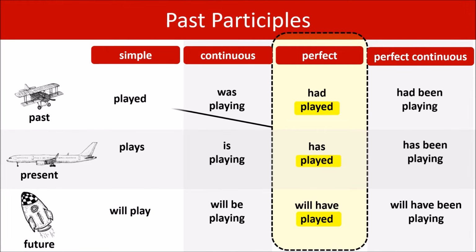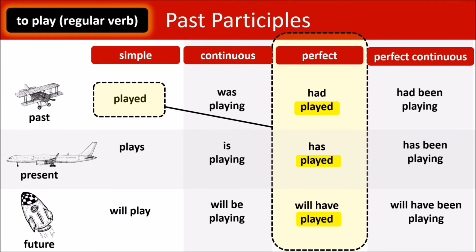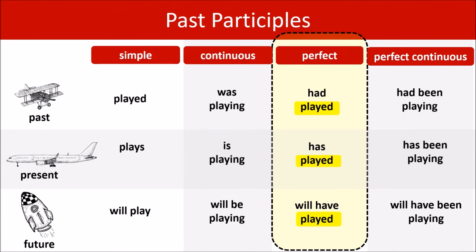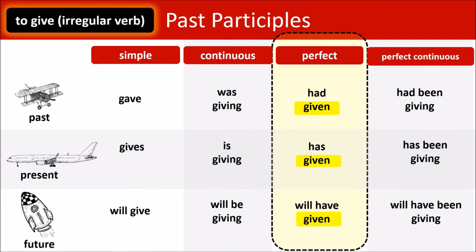Notice that for a regular verb, like to play, the past participle is identical to the simple past tense. And the ending is ed. Okay, let's get rid of that. Let's put up an irregular verb, the verb to give. Now, it's still the past participle that features in the perfect aspect. That doesn't change. But notice that with most irregular verbs, and this is an example, the simple past tense and the past participle are different.